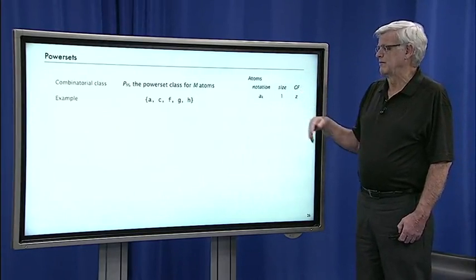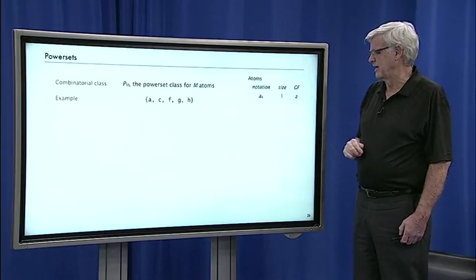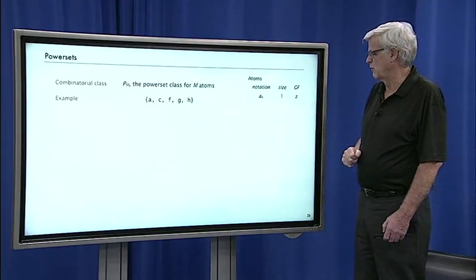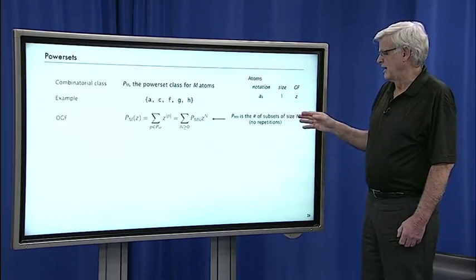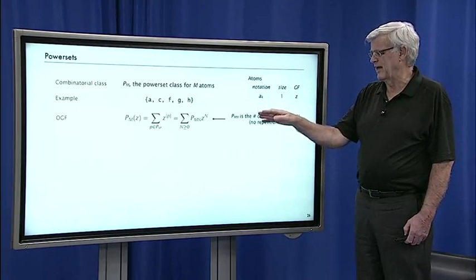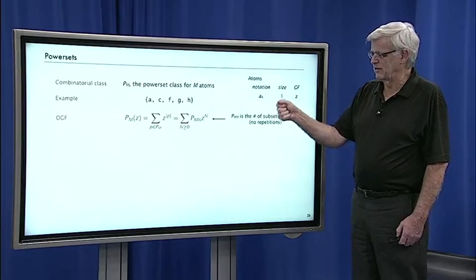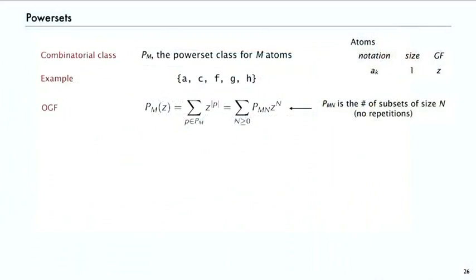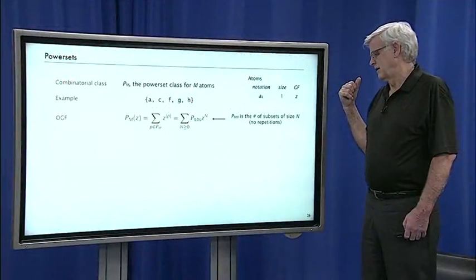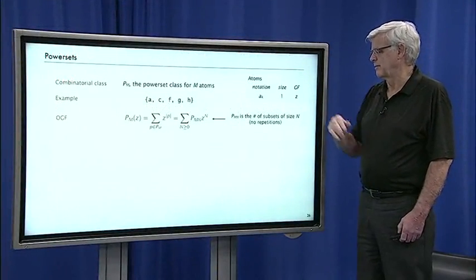Let's look at the generating function. So if we want the power set class for m atoms, that just means pick some out with no repetitions. And so there's a bunch of atoms, each have the generating function z. The generating function for that is the sum over every object in the class of z to the size of that object, the number of items in the subset. Or if we use the fundamental identity and collect the ones of size n, then that's also equal to the sum for n greater than or equal to 0 of P_mn z to the n, where P_mn is the number of subsets of size n for the m atoms.